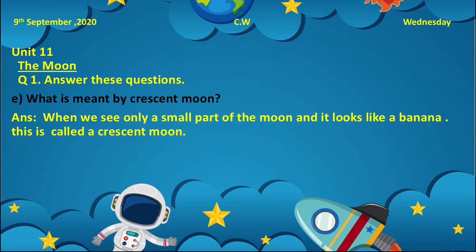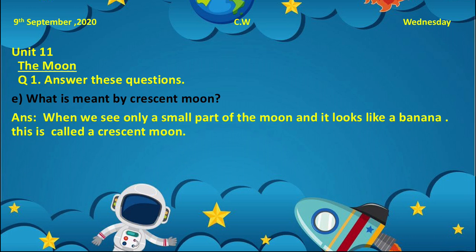So there is a difference between the new moon and the crescent moon. New moon is not like the crescent moon, because new moon is the 1st phase of the moon. In this phase, the moon is completely dark, since we can't see the side that the sun is shining on. But in the crescent moon, the 1/4 of the moon surface that faces us is shining and reflecting the light. So when we see only a small part of the moon and it looks like a banana, this is called a crescent moon. I hope everybody understood.